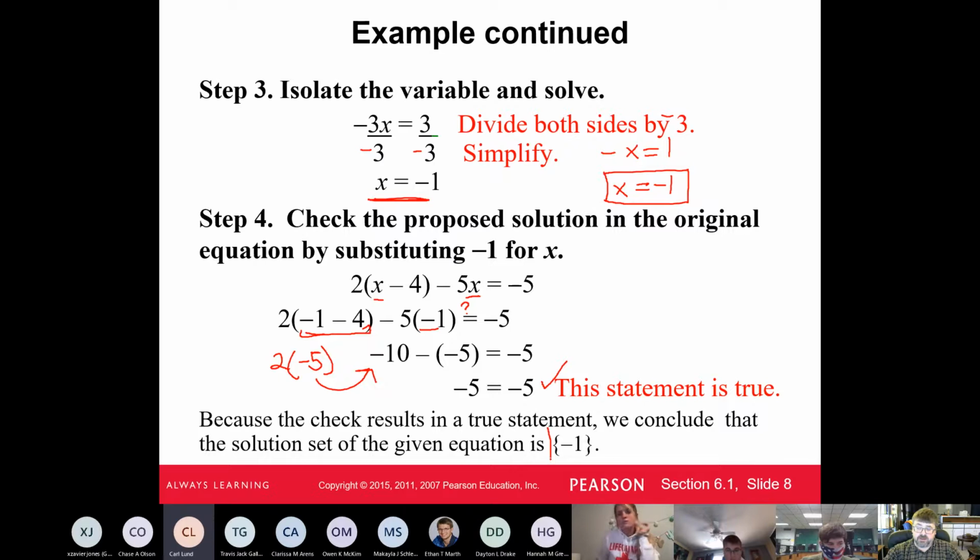Or if you want to write it like your author does, you could put it in set notation and write it like that. Either way is fine. Any questions about any of that? Anything so far?